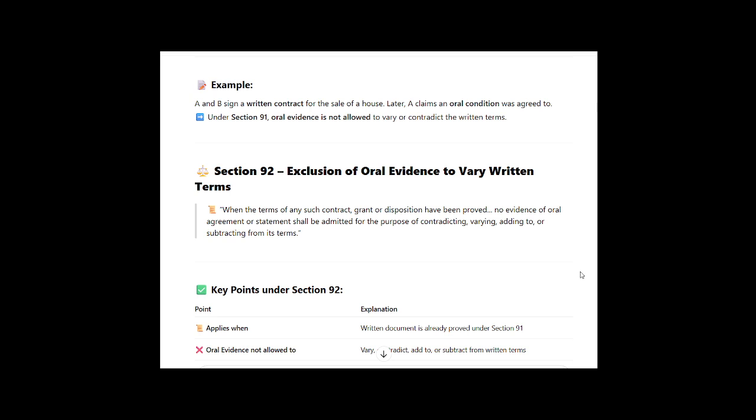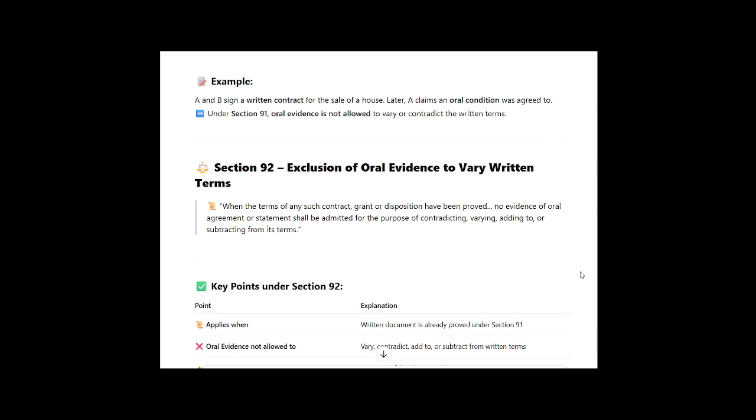Section 92, exclusion of oral evidence to vary written terms. When the terms of any such contract, grant, or disposition have been proved, no evidence of any oral agreement or statement shall be admitted for the purpose of contradicting, varying, adding to, or subtracting from its terms.